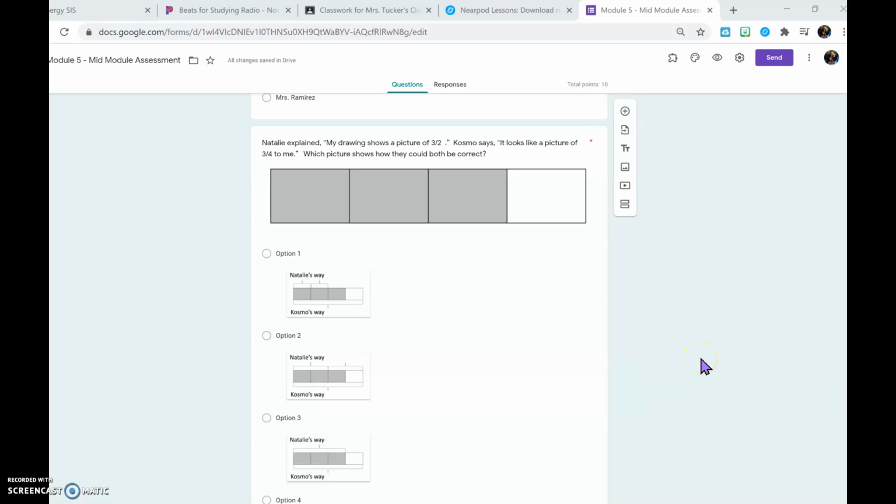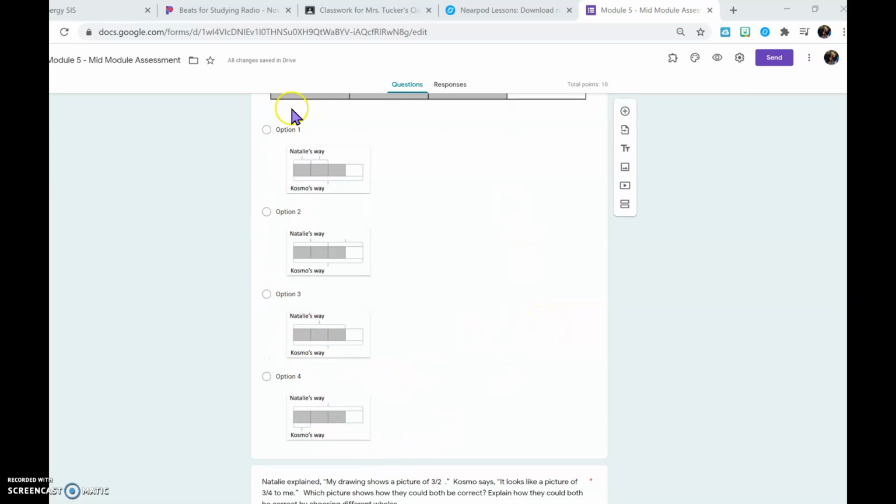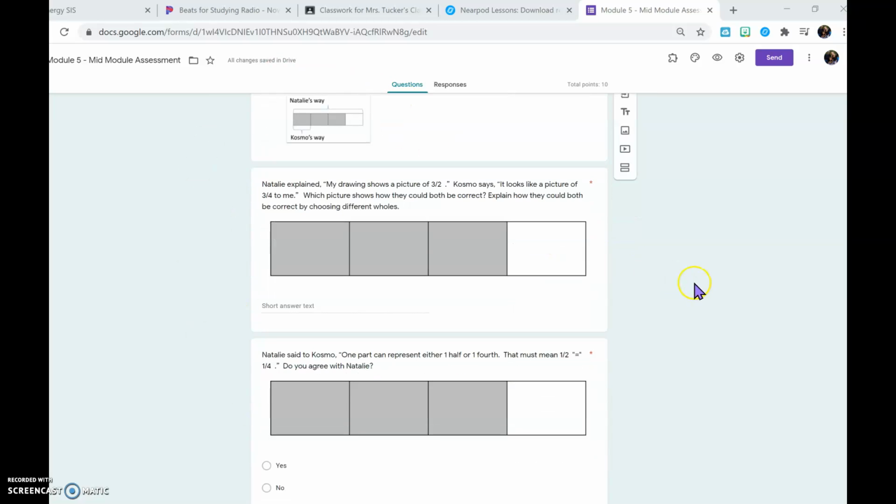The next one says, Natalie explained, my drawing shows a picture of 3 halves. Cosmo says, it looks like a picture of 3/4 to me. Which picture shows how they could both be correct? So which picture here shows how they could both be correct?